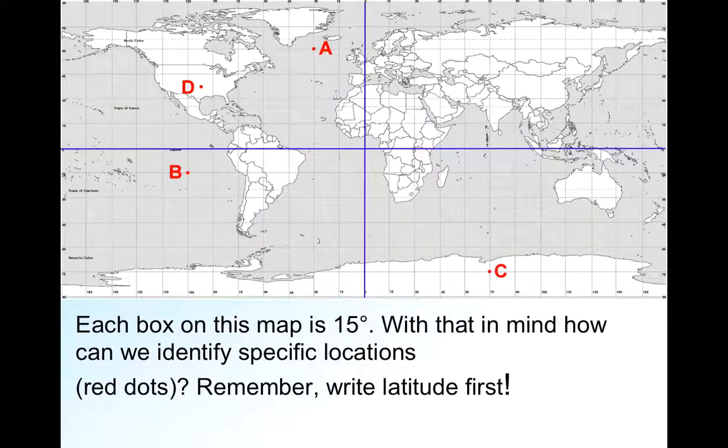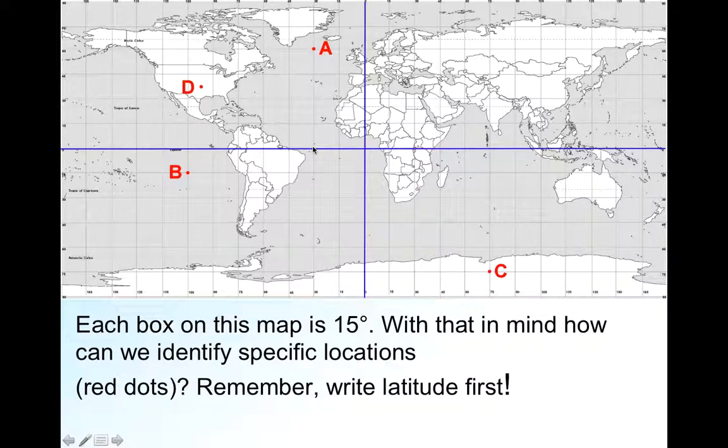All right. So what I want you to do right now is you can pause the video on this screen. I'm going to first walk you through letter A. Then you're going to do B, C, and D by yourself. Each box on this map is worth 15 degrees. With that in mind, how can we identify the specific locations? Let's do A together. I always start here on 0, 0. 0 degrees latitude, 0 degrees longitude. I'm going to go back 2 boxes. So if I go back, this is 15, this is 30.